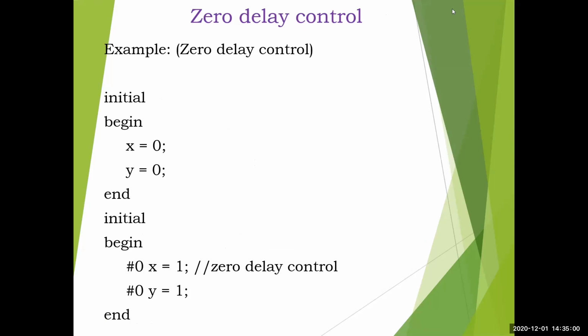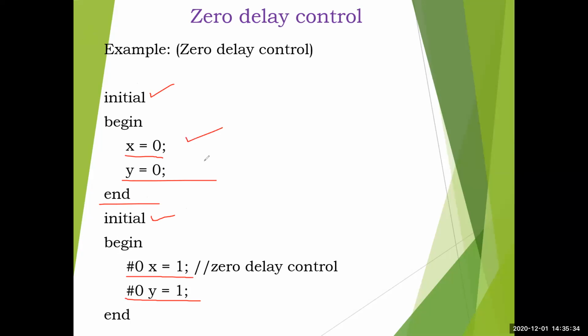So see here, there is an example. An initial block is written: begin x equal to 0, y equal to 0, end, one block. Okay, then again you have another initial begin, where zero delay control is exercised. This is the # 0, which means zero delay control. Okay, so just specifying as 0. So this is one initial block. This will start execution at 0 time, and the other also starts execution at 0 time. But which one will go first? It is non-deterministic. Okay, but since we have exercised zero delay control, these statements will be executed last.